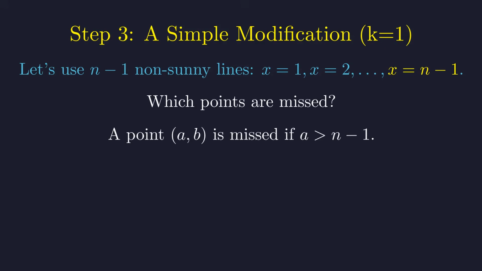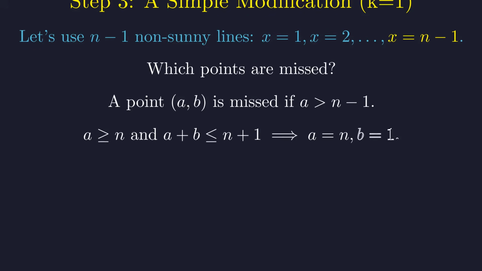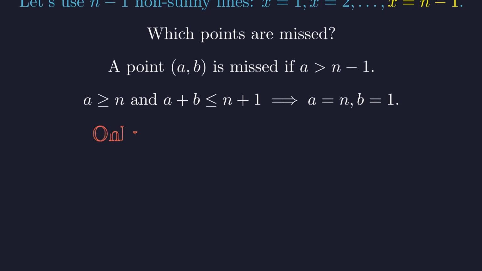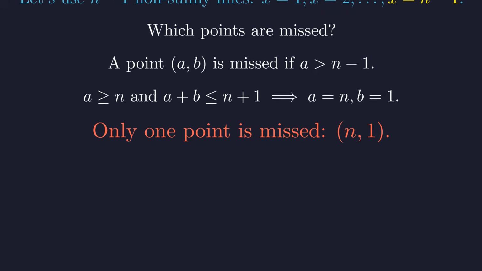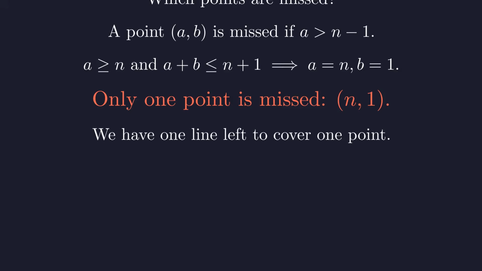Given the constraints, what could the y-coordinate of such a point be? If the x-coordinate a is n, and a plus b is at most n plus 1, then since b must be at least 1, the only possibility is that b is exactly 1. This is a key observation. By removing one vertical line, we've left just a single point uncovered, the point with coordinates n, 1. We have 1 line left in our budget of n lines to cover this single point. This gives us considerable freedom.